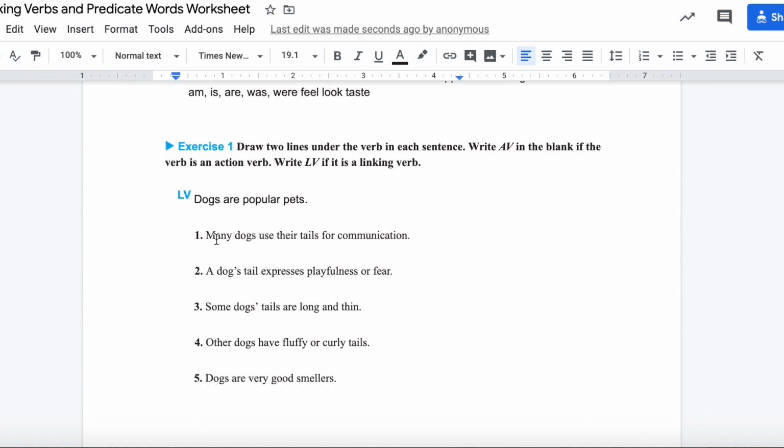Okay, number 1, this is when you got to really start thinking. Use your thinking caps, use your brains. Okay, many dogs use their tails for communication. So first, what is the subject? The subject is what? Subject is, what is it about?